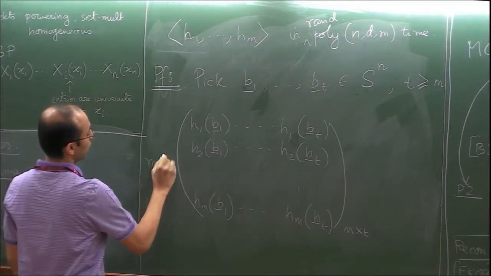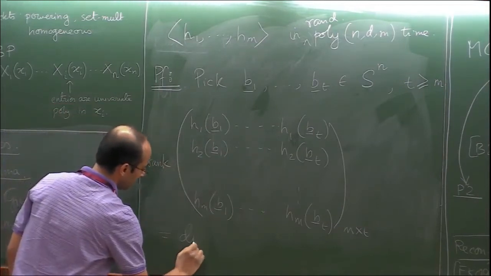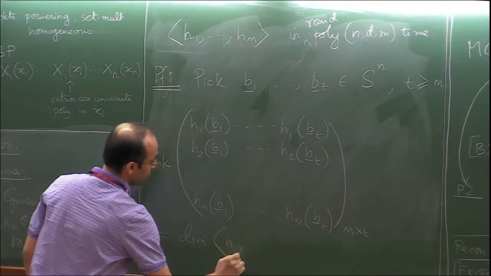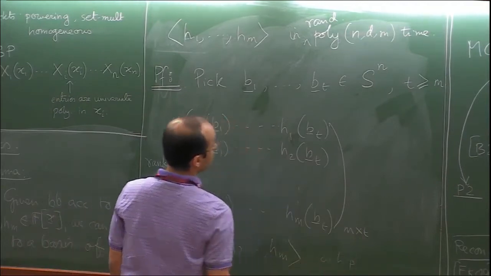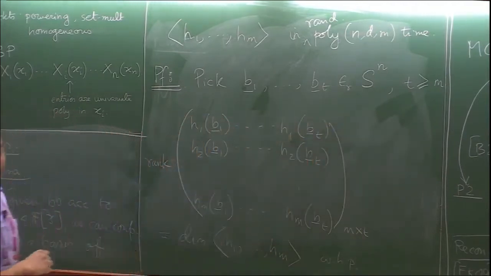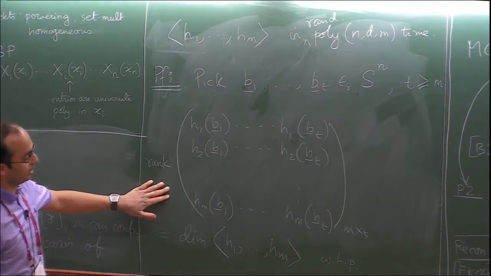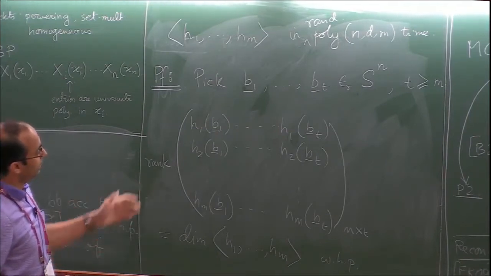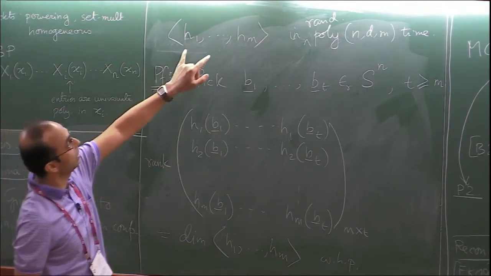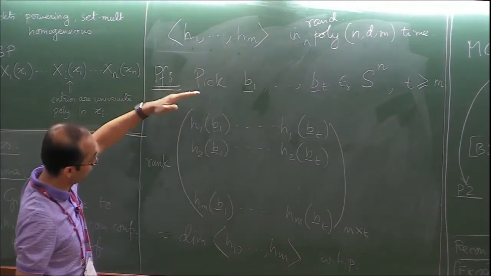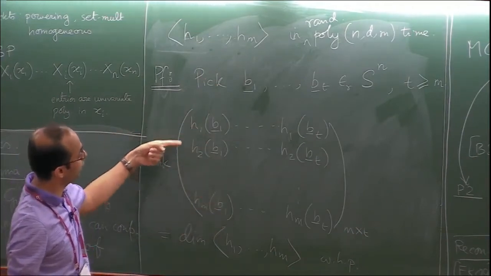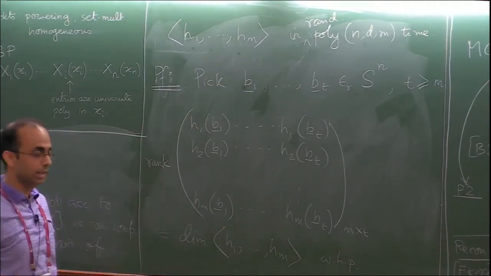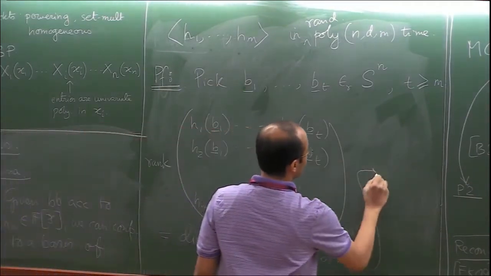Then the rank of this matrix is equal to the dimension of the space spanned by these polynomials, with high probability over the choices of these random points. It's not too hard to see. You can take it as an easy application of the Schwartz-Zippel lemma. And this is a numeric matrix. Basically, the basis would be a subset of h1 through hm. You form this numeric matrix and look at which rows are linearly independent. Those rows will tell you which polynomials are linearly independent, and they span.